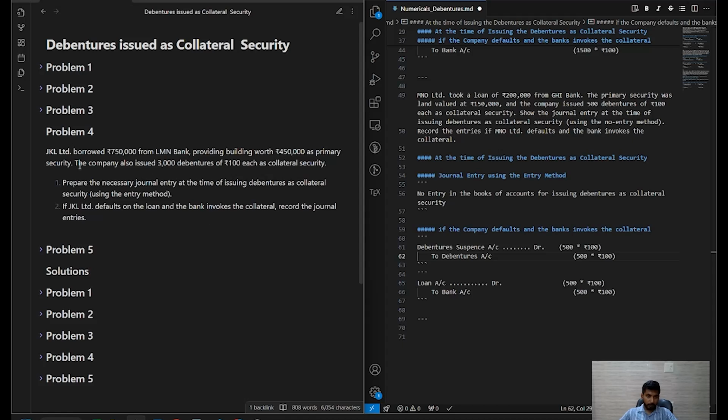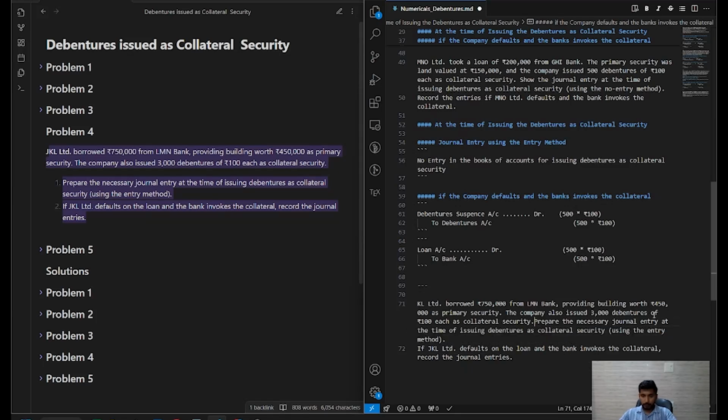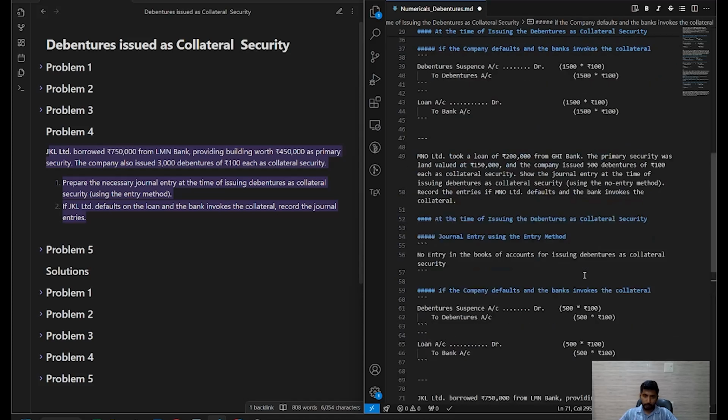Now let's come to problem number 4, that is, JKL borrowed this much amount. Let us just read the question. JKL Limited borrowed rupees 7,50,000 from the L1 Bank, providing a building worth rupees 4,50,000 as the primary security. The company also issued 3,000 debentures of rupees 100 each as the collateral security. Prepare the necessary general entry at the time of issuing the debentures as the collateral security using the entry method. If JKL defaults on the loan and the bank invokes the collateral, record the general transactions.